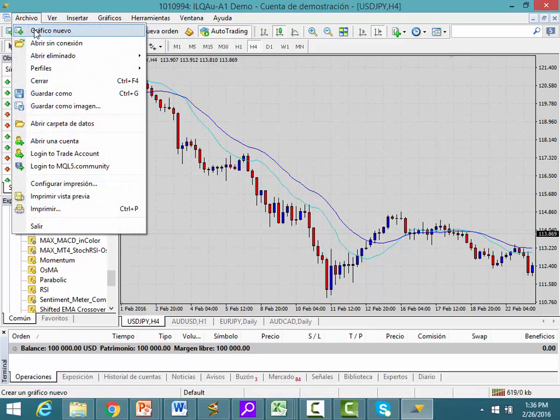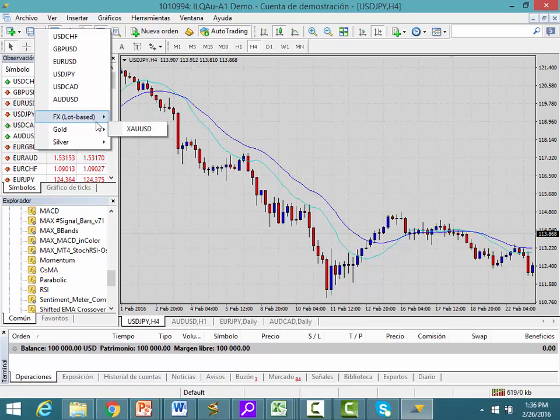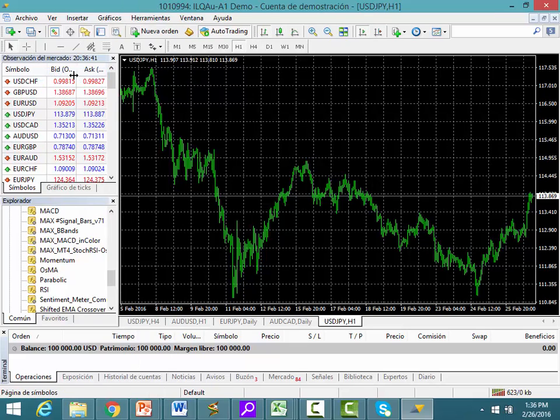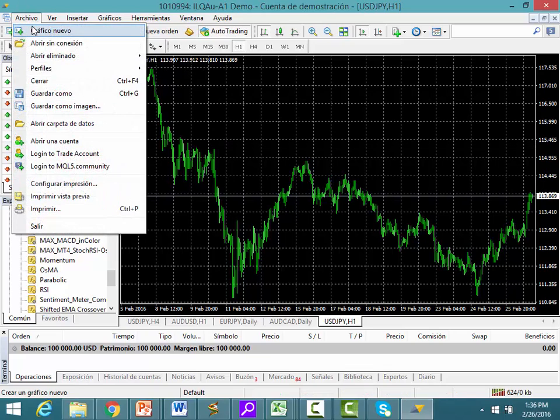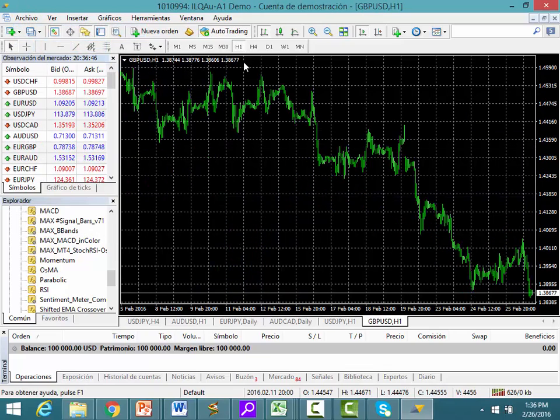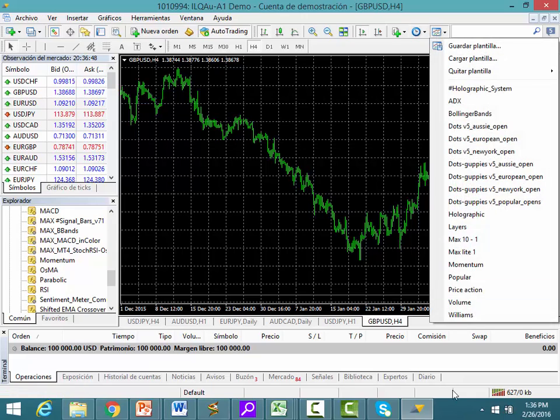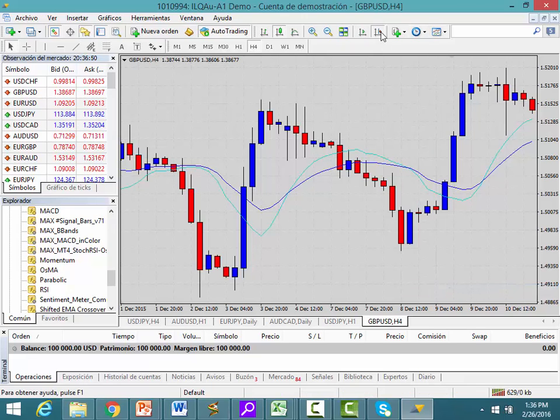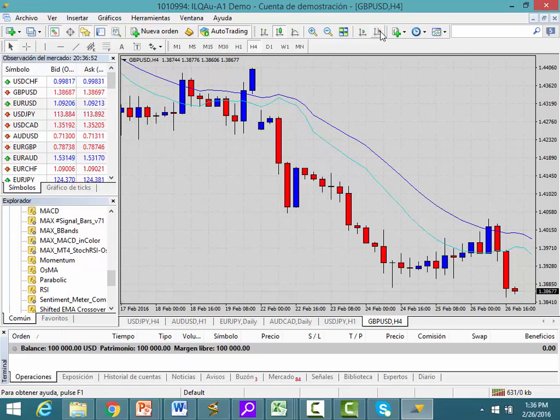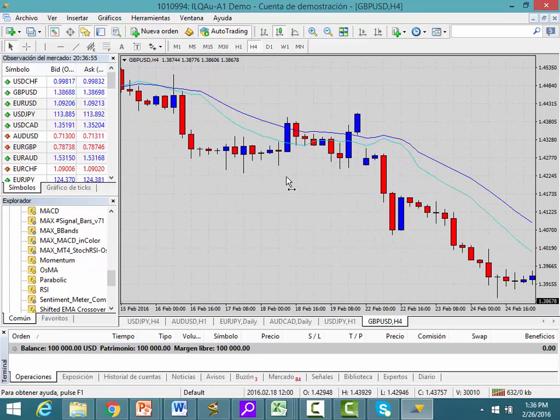Let's get another pattern. Let's look at other currency. Here you can find all the currencies. What we saw: the dollar yen, pound dollar, price, and I'll show you guys in a video how to put these price action.